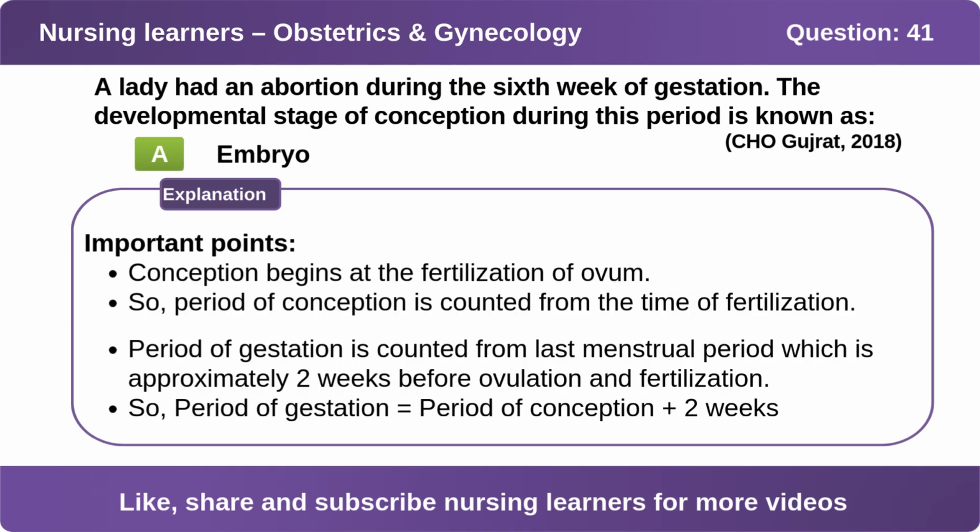Conception begins at the time of the fertilization of the ovum. So, the period of conception is counted from the time of the fertilization. The period of gestation is counted from the last menstrual period, which is approximately 2 weeks before ovulation and fertilization. So, the period of gestation is equal to the period of conception plus 2 weeks.